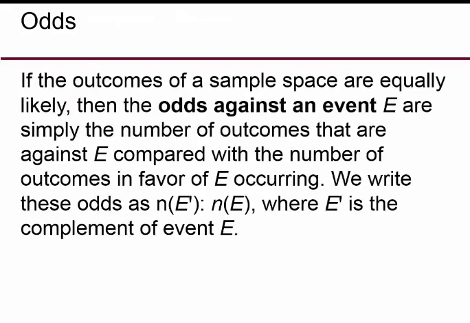Now, if the outcomes of a sample space are equally likely, then the odds against an event E are simply the number of outcomes that are against E compared with the number of outcomes in favor of E occurring. Now, we can write these odds as the complement of E to the event of E, where E complement is simply the complement of E. So if you have 2 outcomes, let's say heads or tails, then tails would be the complement of heads.